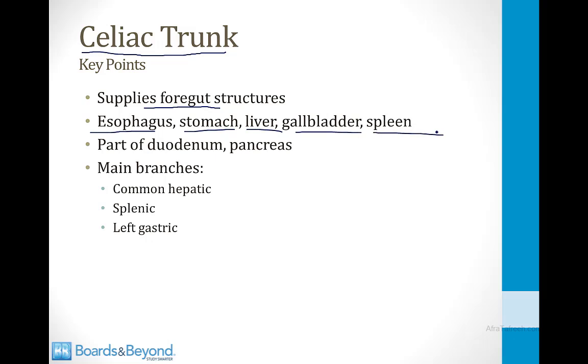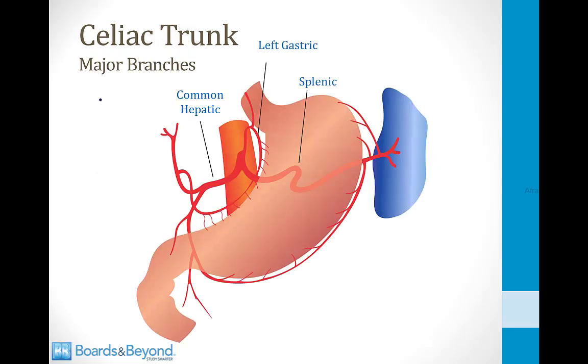This branch of the abdominal aorta also supplies parts of the duodenum and the pancreas. It has three major branches. The first one is the common hepatic, the second one is the splenic, and the third one is the left gastric. Here is a drawing of the celiac trunk and the three major branches. This is the abdominal aorta, and this is the celiac trunk. Going to the right side of the body, the first branch here is the common hepatic artery. Going to the left side, it gives off the splenic artery. And then coursing superiorly, it gives off the left gastric artery, and the first little branch off the left gastric is called the esophageal artery, shown going up here towards where the esophagus would sit above the stomach.